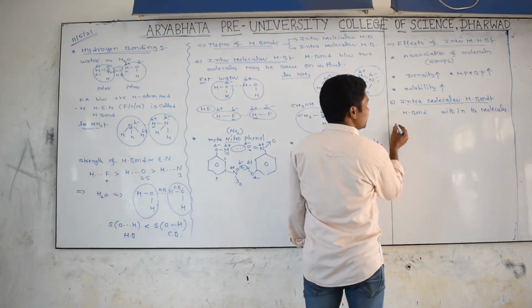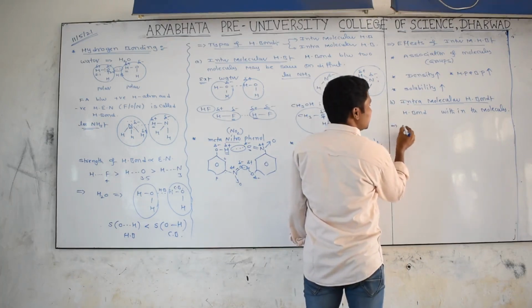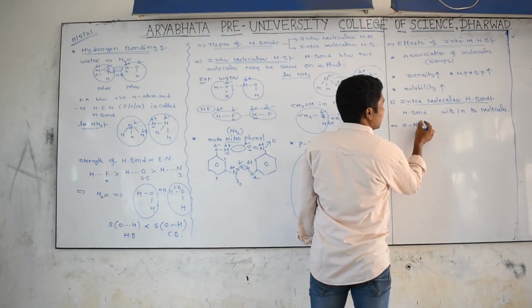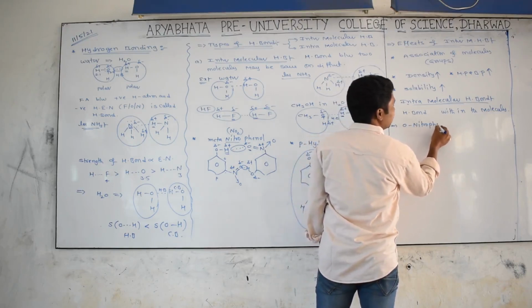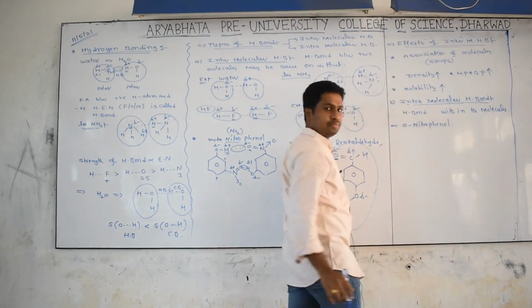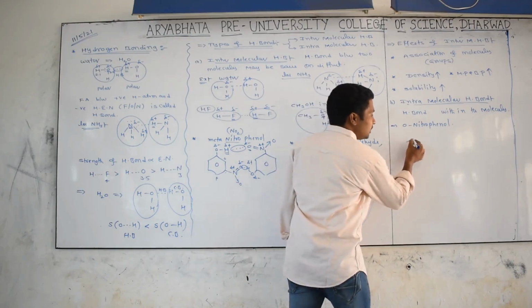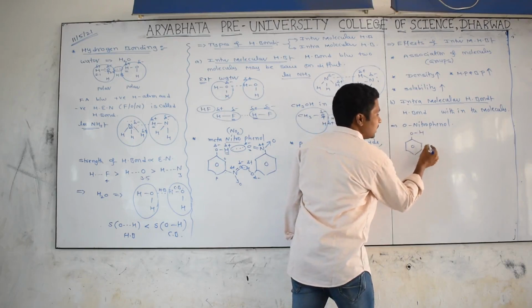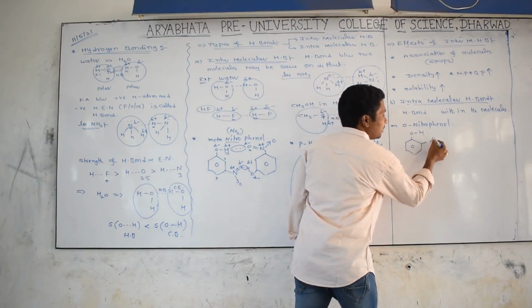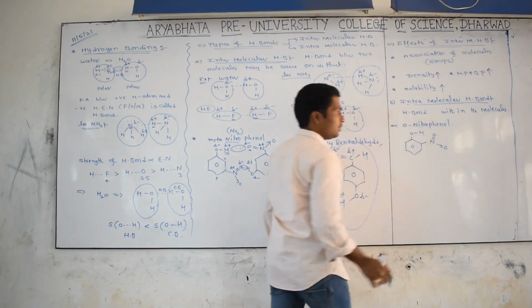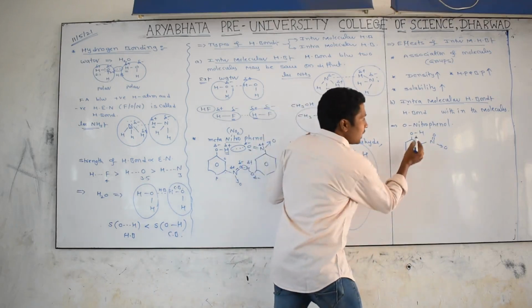I will give you some examples. For example, ortho nitrophenol. Ortho nitrophenol means you take phenol, O and H, and nitro, N double bond O, with a coordinate covalent bond with oxygen. Okay, now what is happening?